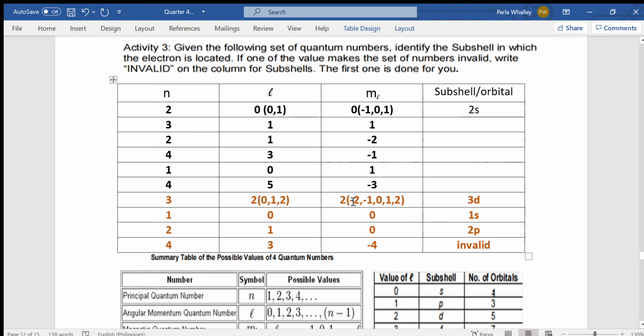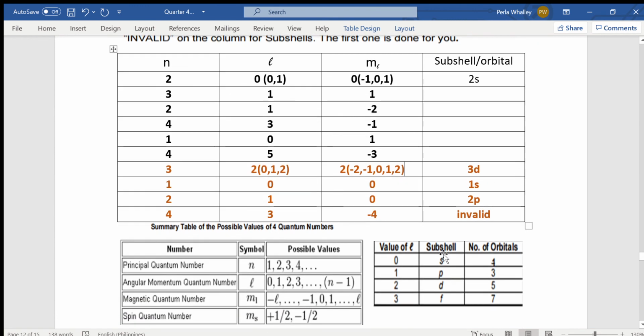Now identify the subshell. Remember that when the value of L is 2, the subshell is D. That is why we write D. And 3 here comes from the principal quantum number or the energy level 3. That means this electron belongs to the third energy level.